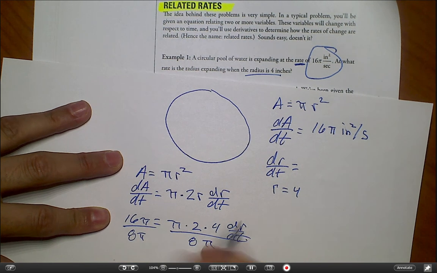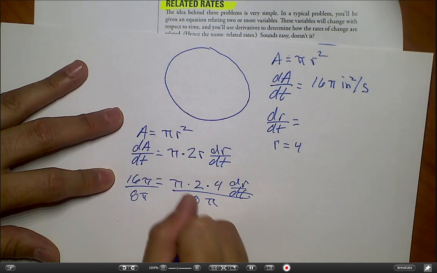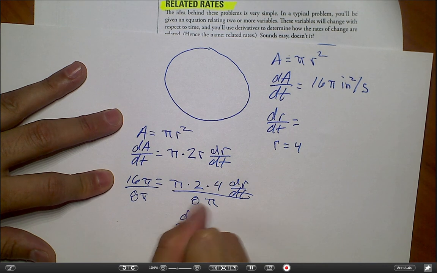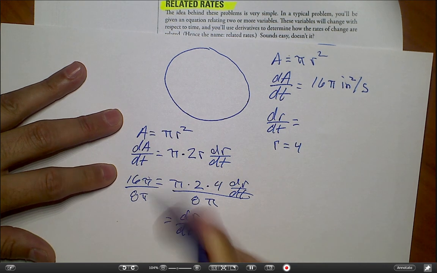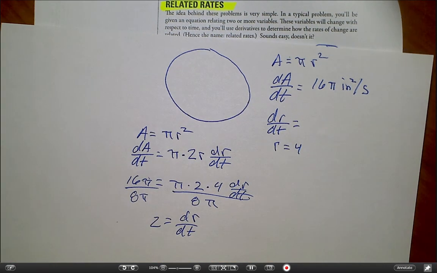If I divide both sides by 8 pi, that leaves me over here on the right-hand side that dr/dt is equal to 2. But now, this is a rate. So it's not just going to be a number. It's not going to be just linear type of thing either. So it is going to be a rate in terms of some time. So you guys have to label it accordingly.